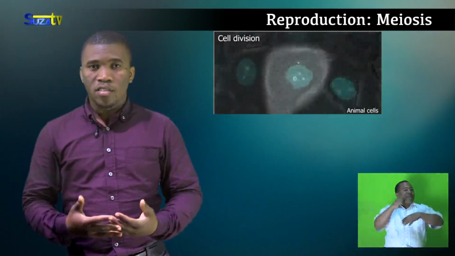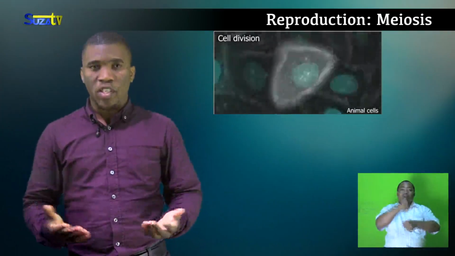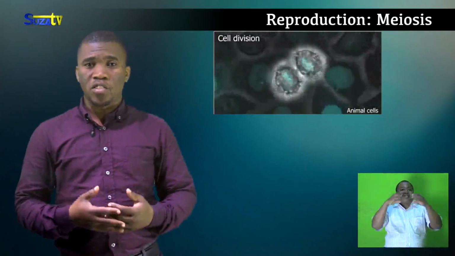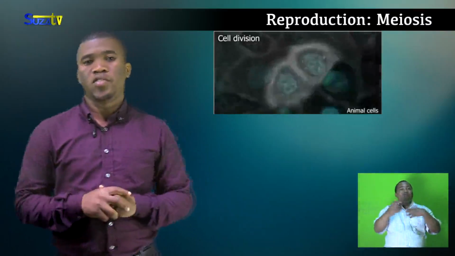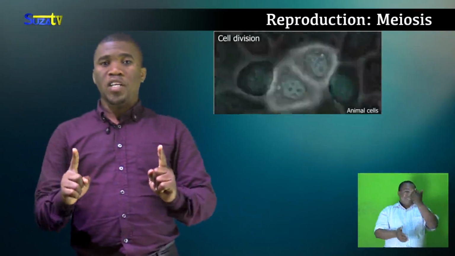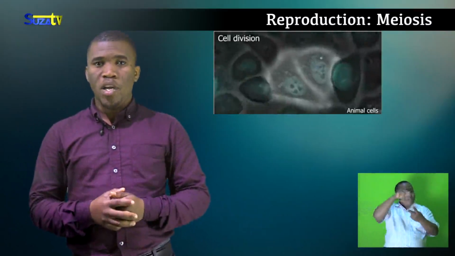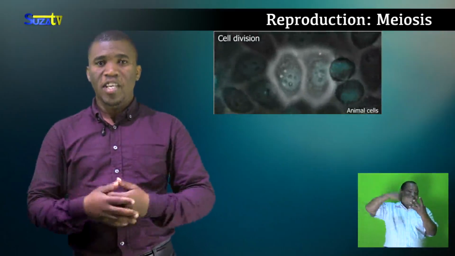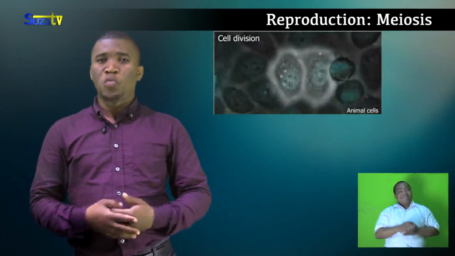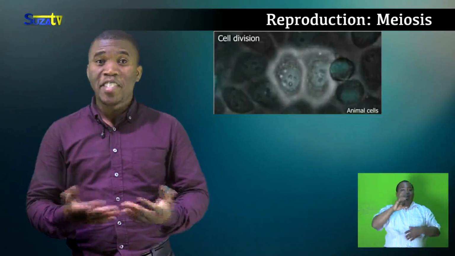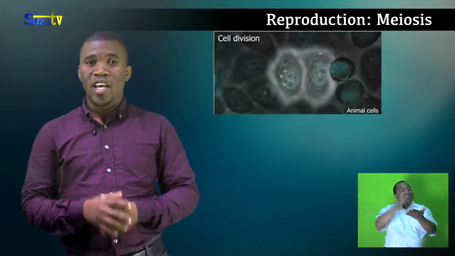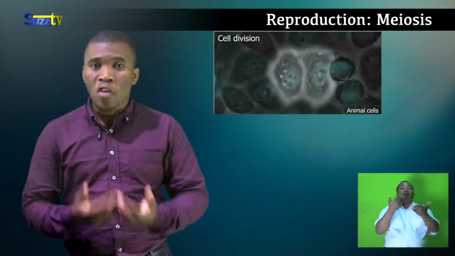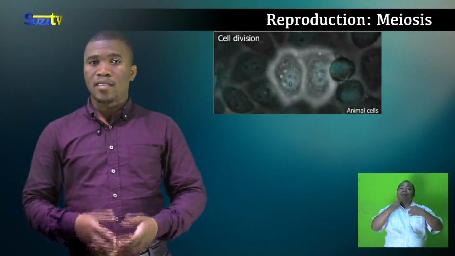When cells divide, they make new cells. A single cell divides to make two cells. And these two cells then divide to make four cells, and so on, and so on. We call this process cell division and cell reproduction, because new cells are formed when cells divide.